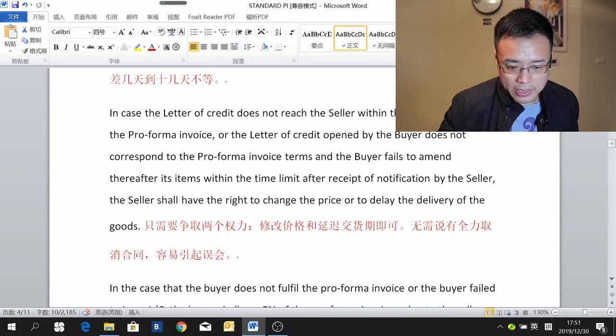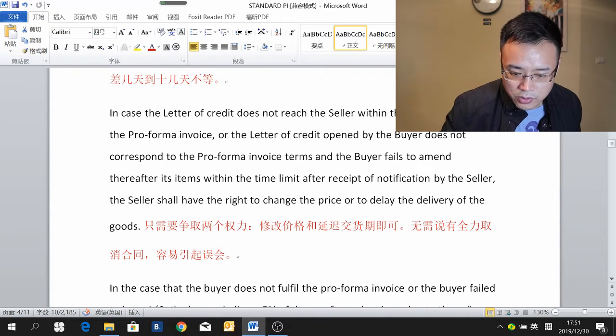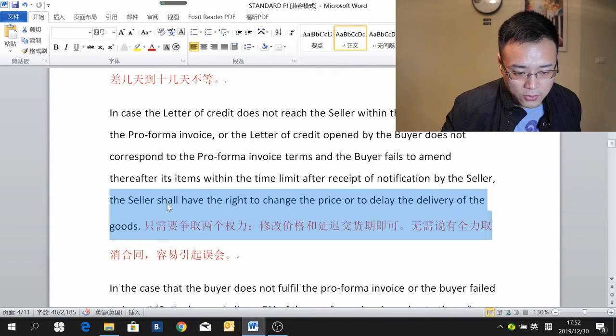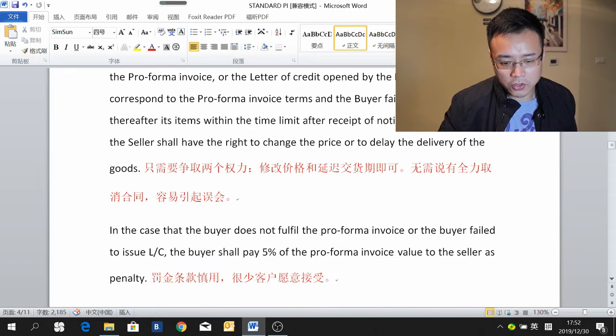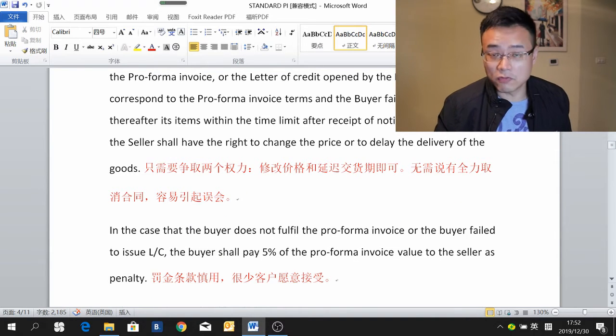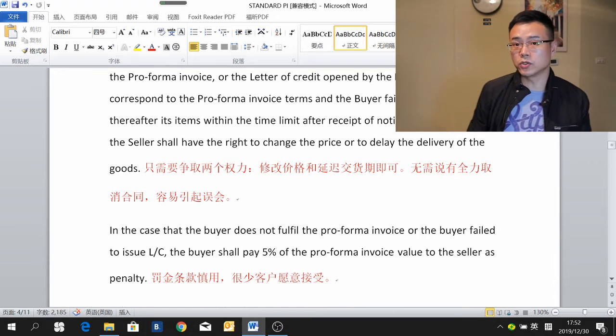In case the letter of credit doesn't reach the seller within the time stipulated in the pro forma invoice, or the letter of credit opened by the buyer doesn't correspond to the pro forma invoice terms and conditions, and the buyer fails to amend its items within the time limit after receipt of notification by the seller, the seller shall have the right, here comes what is really important, to change the price or delay the delivery of the goods. Do not mention cancel the pro forma invoice. Nobody likes cancel the pro forma invoice, okay?